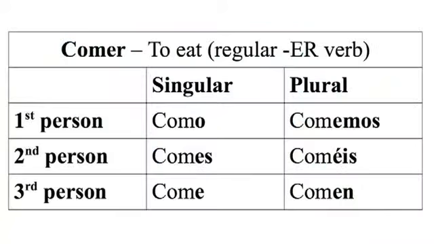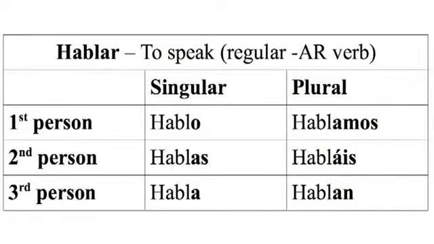Now the endings to AR verbs are actually very similar to the endings for ER verbs. The only difference is, instead of all the E's that an ER verb has, like comes, come, comemos, coméis, and comen, you're going to have A's. Hablas, habla, hablamos, habláis, and hablan. Except for the yo form, ER verbs are going to have an E in the verb ending, and AR verbs are going to have A's.